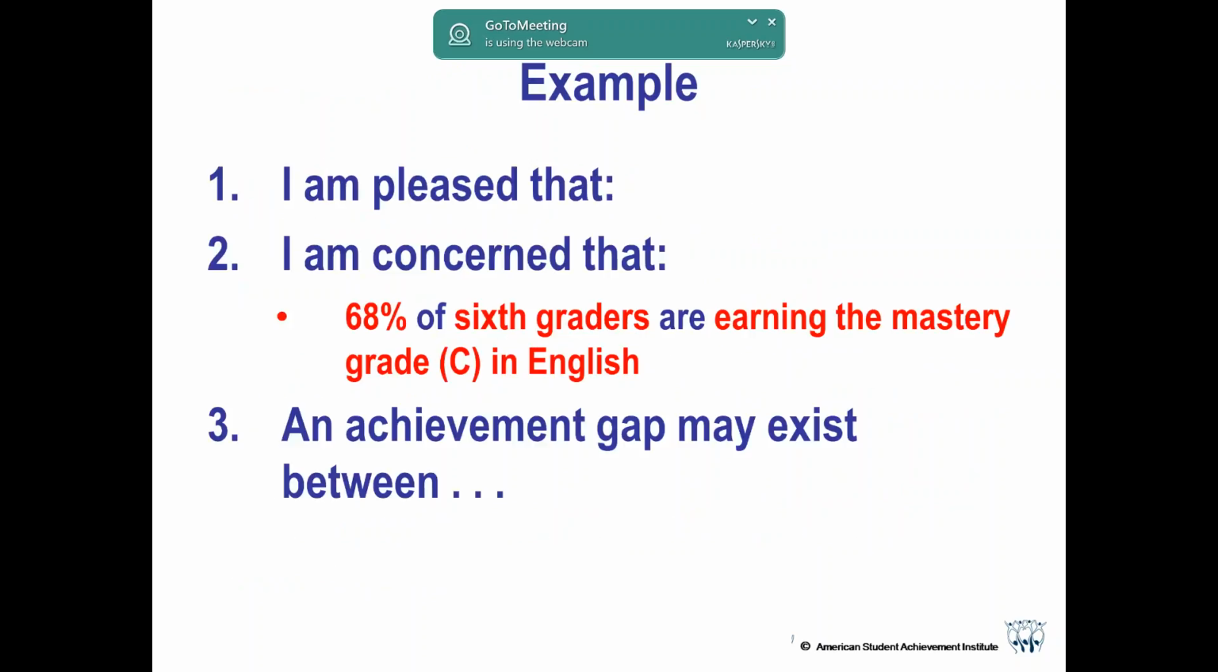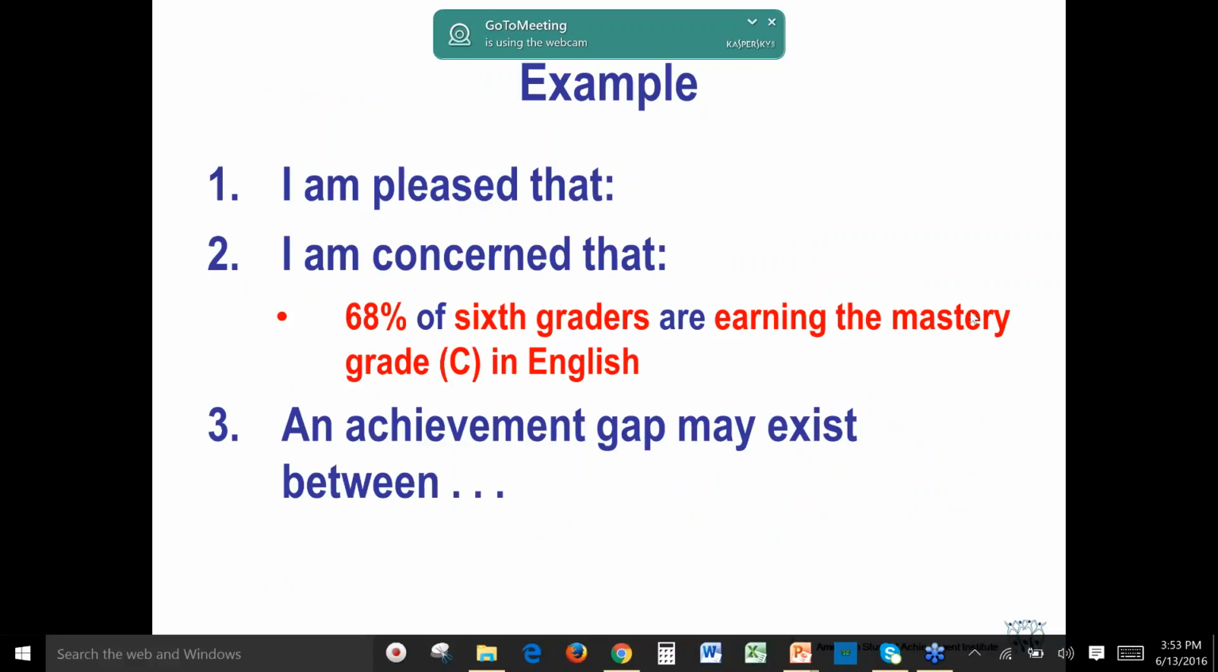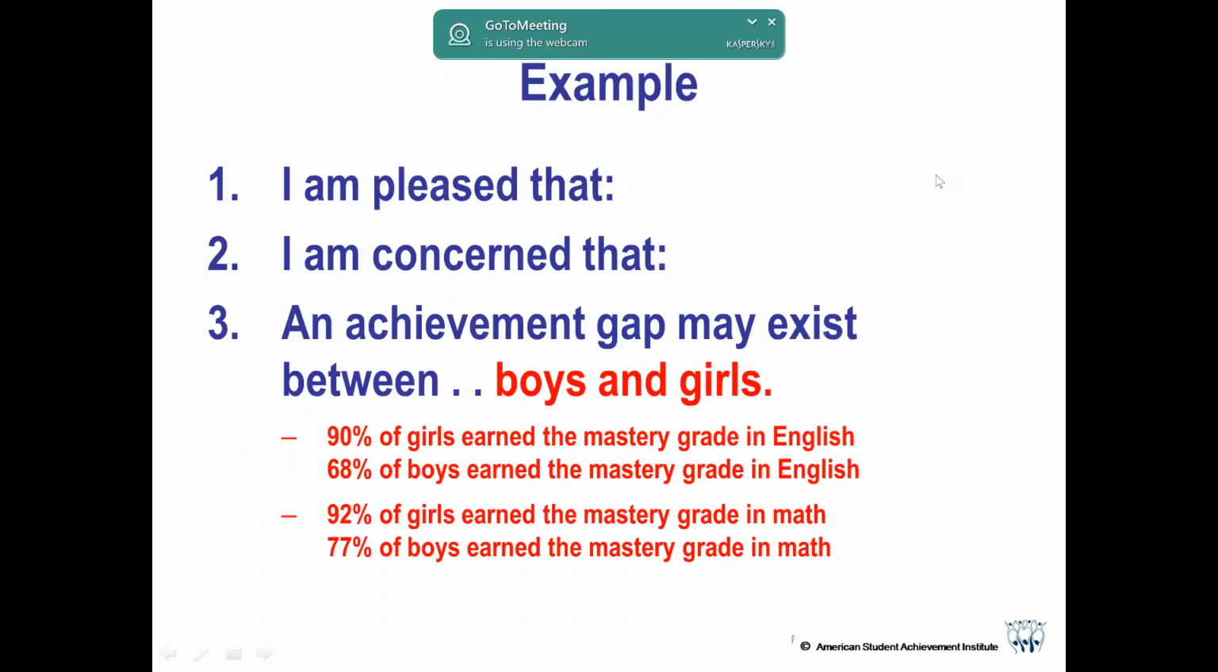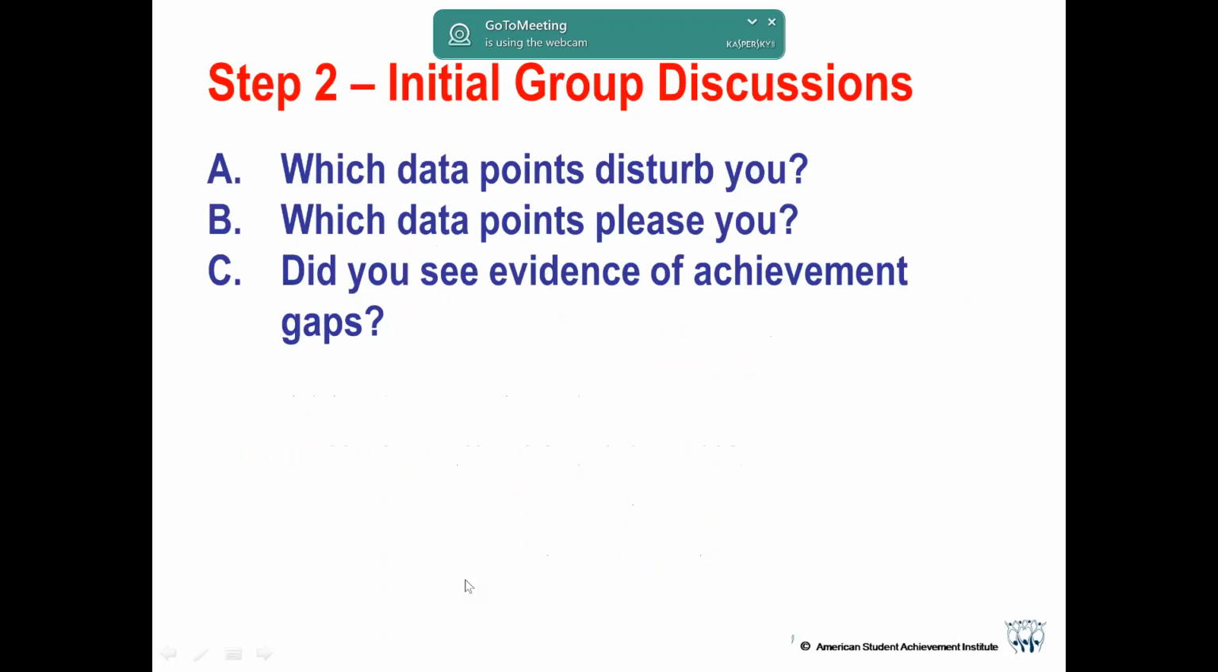So, in terms of how you would express it: I am concerned that 68% of 6th graders are earning the master grade C in English. And then the other example: I am concerned that an achievement gap may exist between boys and girls, and then here's the data that made me think that.